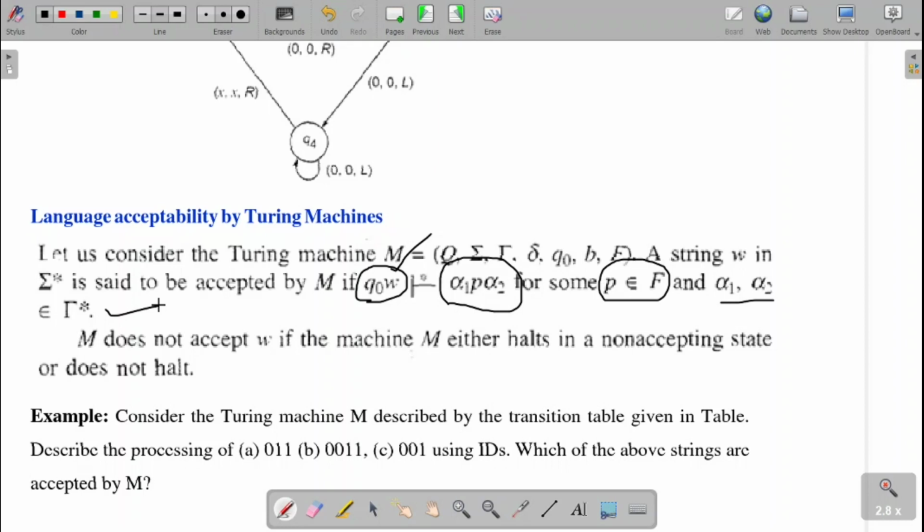In the case of a Turing machine, if we end up in a scenario wherein on the left of the state we have alpha 1 and on the right we have alpha 2, and that state is an accepting state, and no other transitions are defined for alpha 2, in that case we say that the language is accepted.